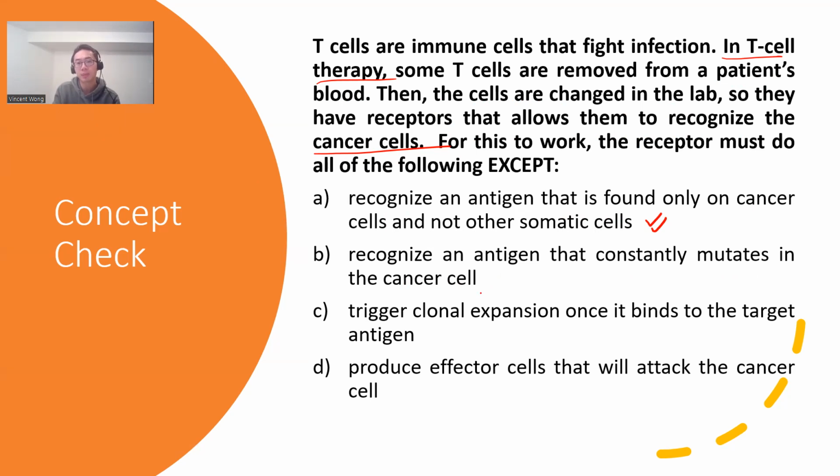Remember, the receptors are only good for one type of antigen, right? Like if we create the red one, it's only good for the red. It's not going to work for the purple, orange, and other stuff. So this is the exception.